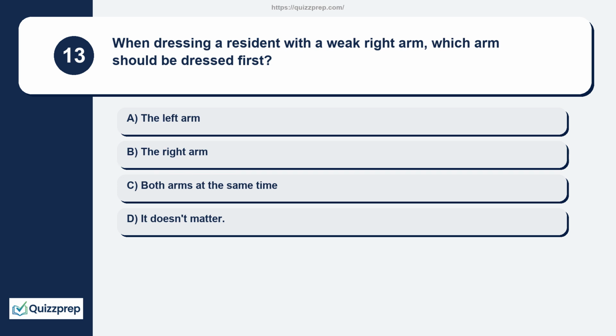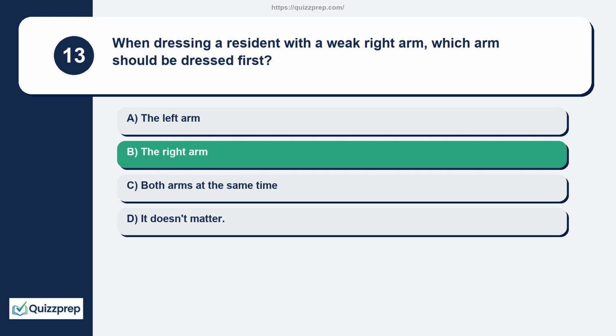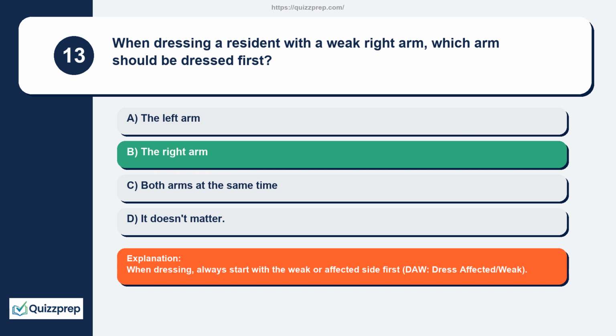Question 13. When dressing a resident with a weak right arm, which arm should be dressed first? The left arm, the right arm, both arms at the same time. It doesn't matter. When dressing, always start with the weak or affected side first. Dress affected/weak.